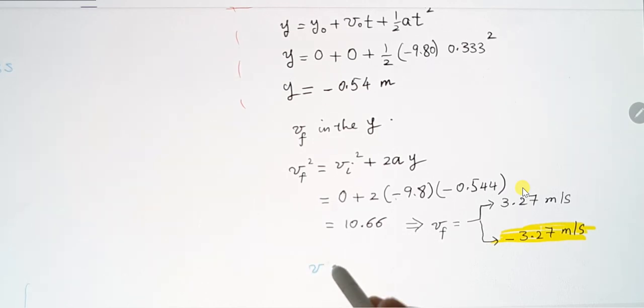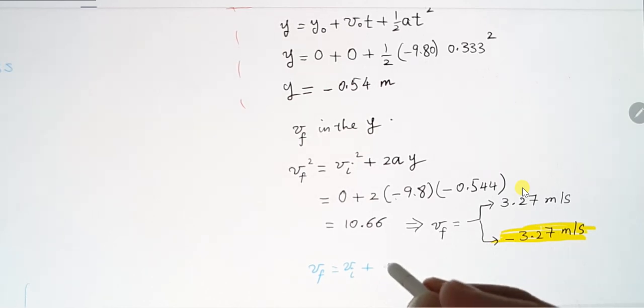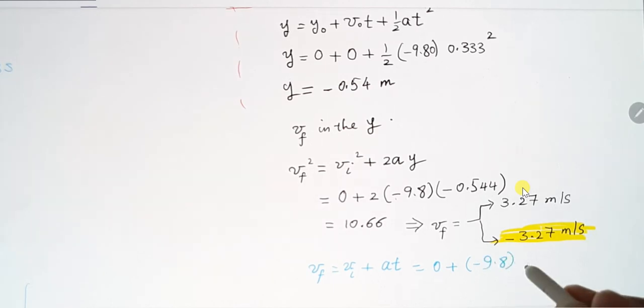V final is equal V initial plus AT, that is equal 0 plus minus 9.8 multiplied by 0.333, and what will be the answer? It should give me the same exact answer.